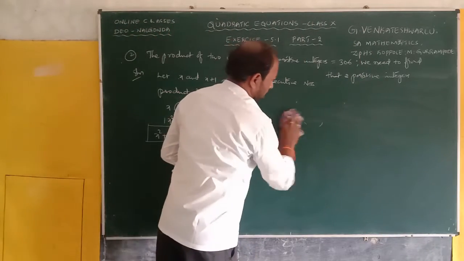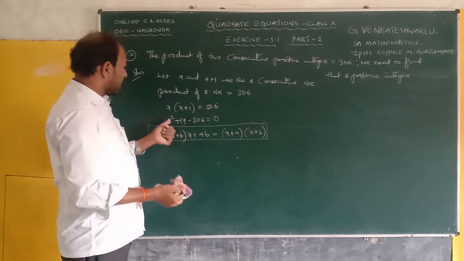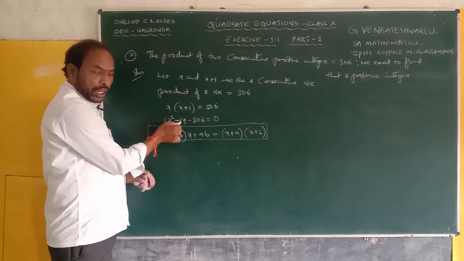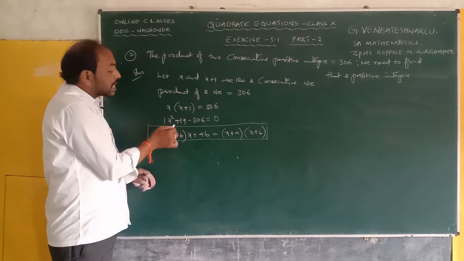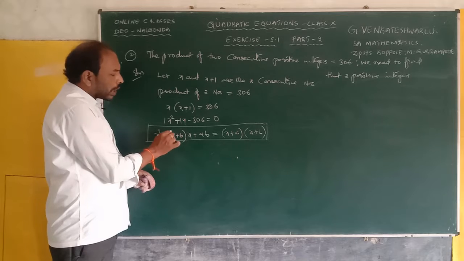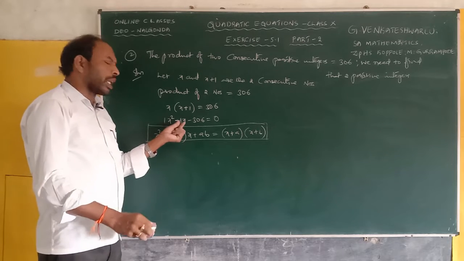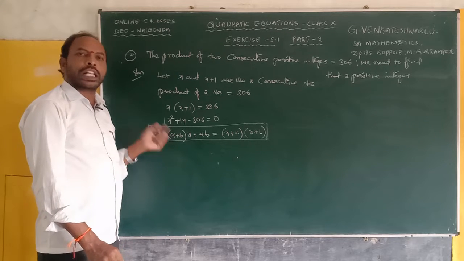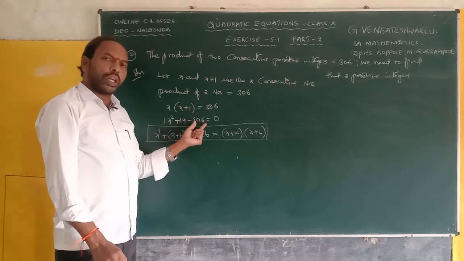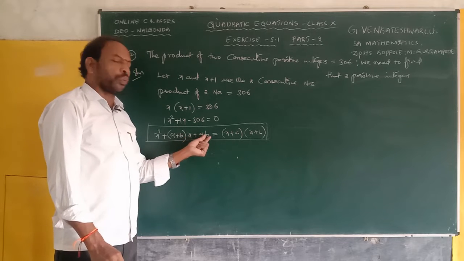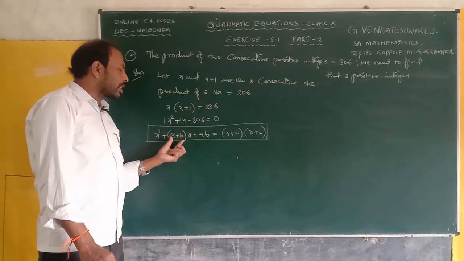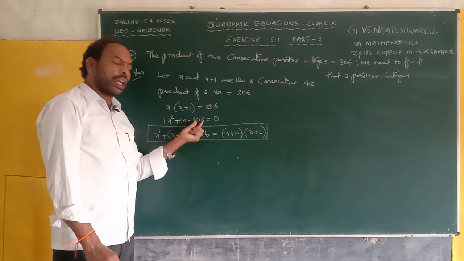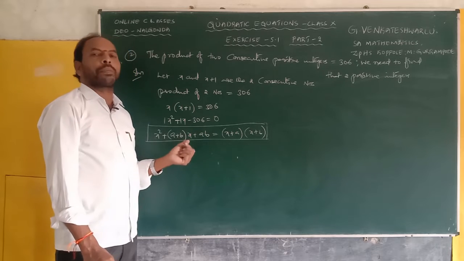So from this equation, look here, x square is the same. The coefficient of x should be split as the sum or difference of two terms. The middle term we have to express as the sum or difference of two factors, and the constant value can be split into the product of two factors.